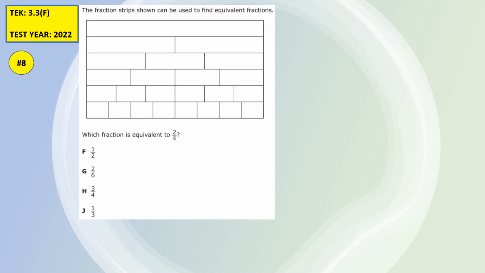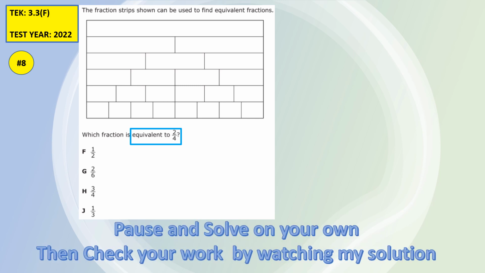Number 8 says the fraction strip shown can be used to find equivalent fractions. What fraction is equivalent or equal to 2/4? Answer choice F says 1/2. Answer choice G says 2/6. Answer choice H says 3/4. Answer choice J says 1/3. Now remember, you're looking for the one that's equivalent or equal to 2/4.